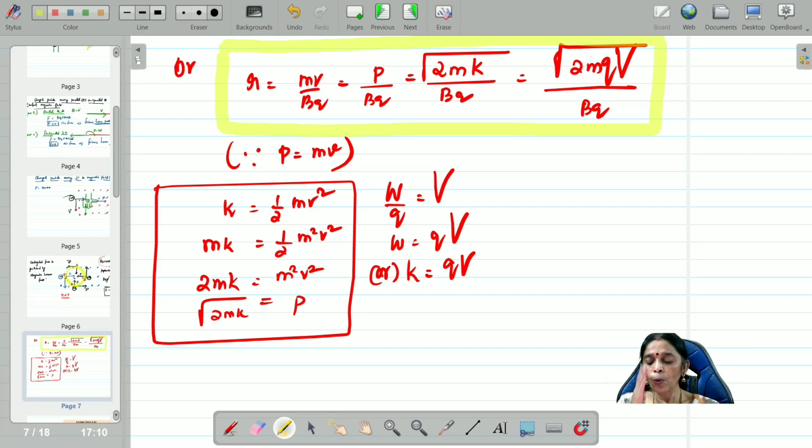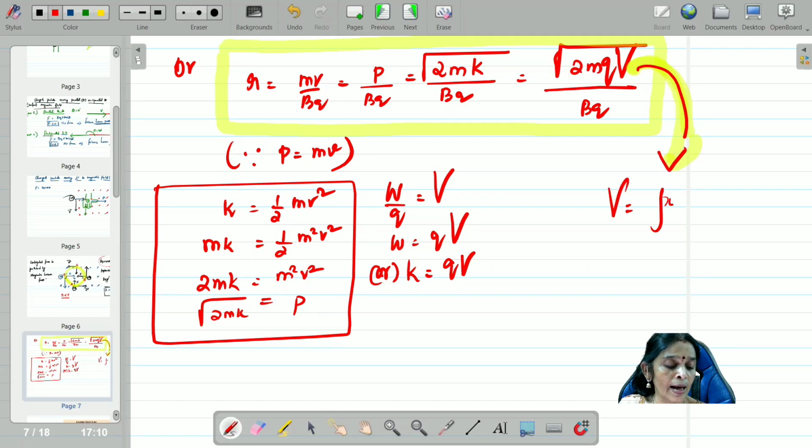Okay. So now R is equal to mv by BQ, p by BQ, root of 2m kinetic energy by BQ, and root of 2m qV by BQ. What is V? V is nothing but the accelerating potential. One question based on that I'm going to teach you, children.